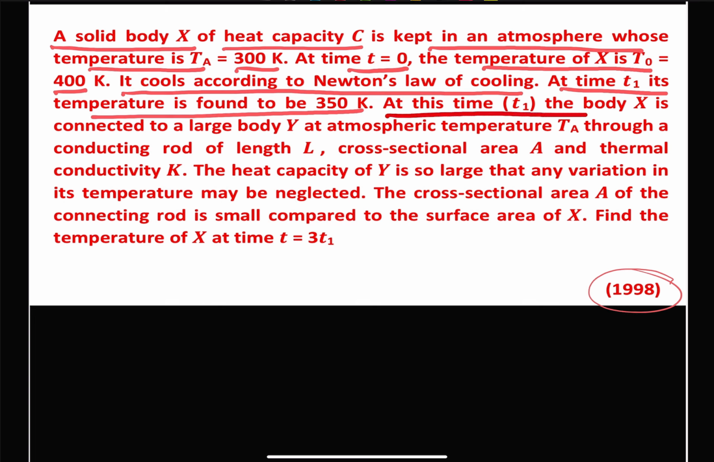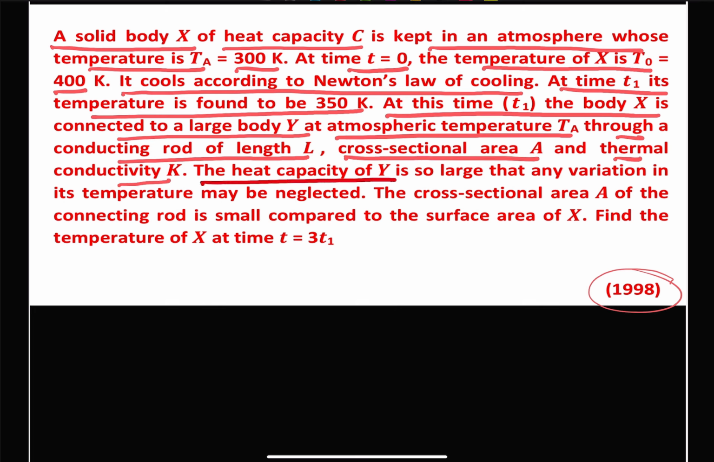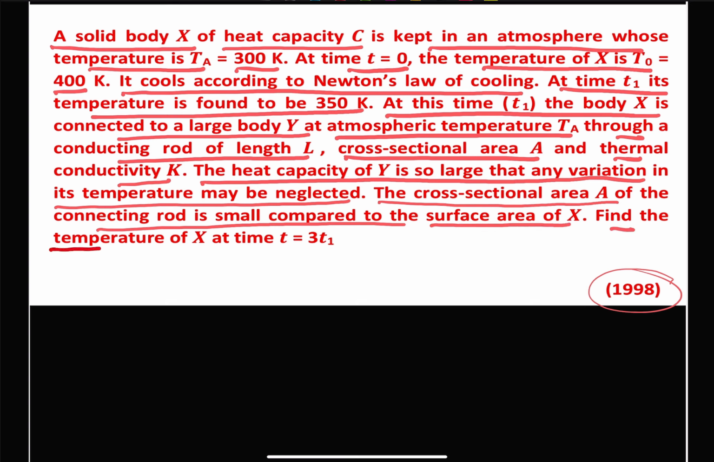At this time T1, the body X is connected to a large body Y at atmospheric temperature TA through a conducting rod of length L, cross-sectional area A, and thermal conductivity K. The heat capacity of Y is so large that any variation in its temperature may be neglected. The cross-sectional area A of the connecting rod is small as compared to the surface area of X. Find the temperature of X at time T is equal to 3 times T1.